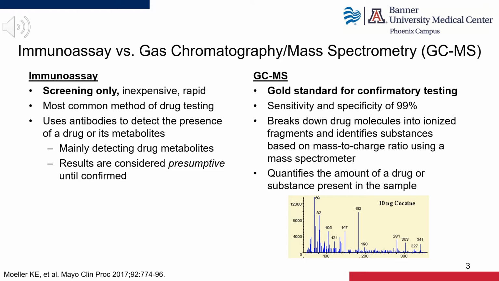This is the gold standard for confirmatory testing, and it has a sensitivity and specificity of 99%. It essentially breaks down the drug molecule into ionized fragments and then identifies the substances using a mass spectrometer. It actually also quantifies the amount of drug or substance present in a sample.